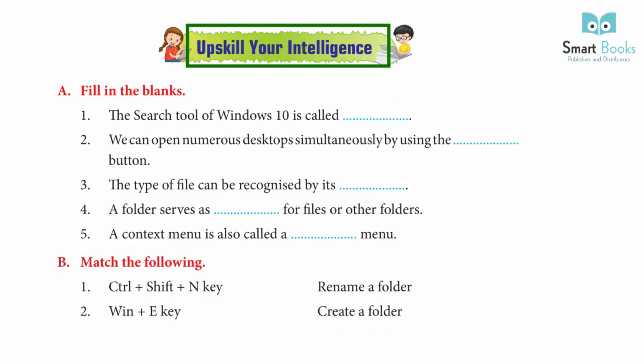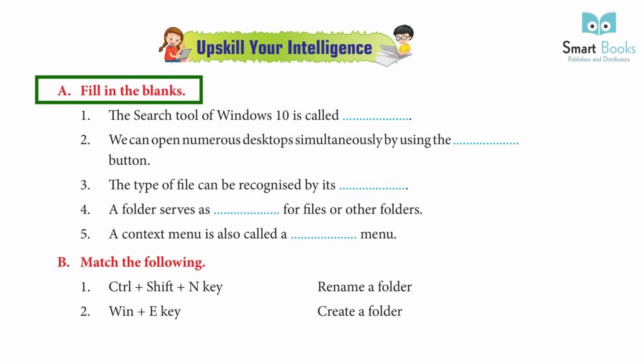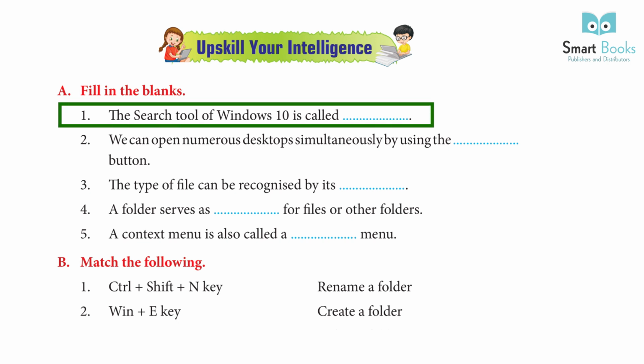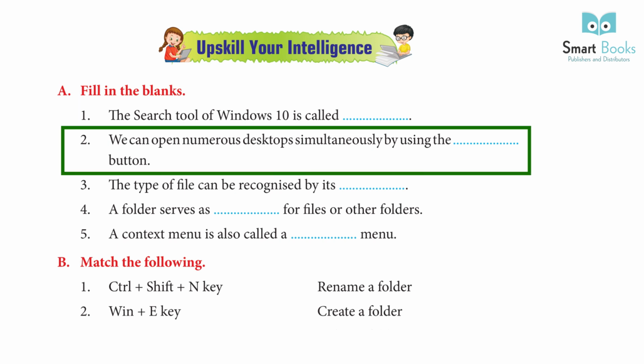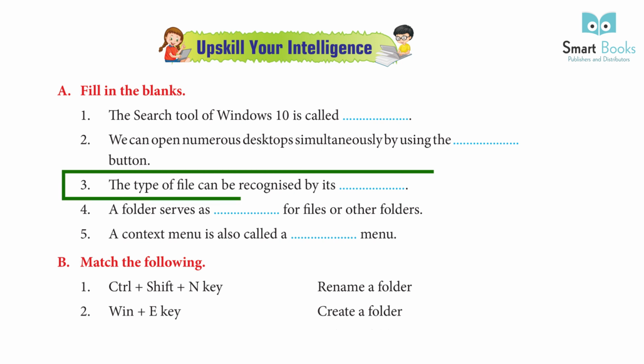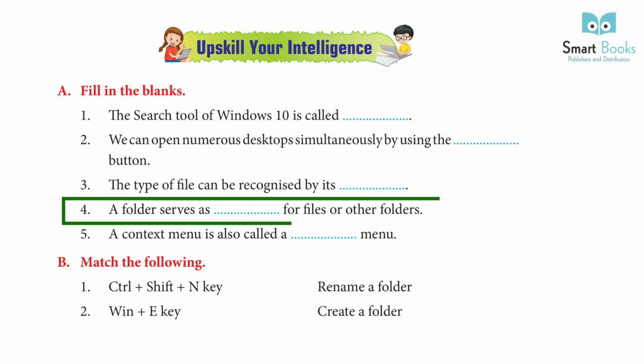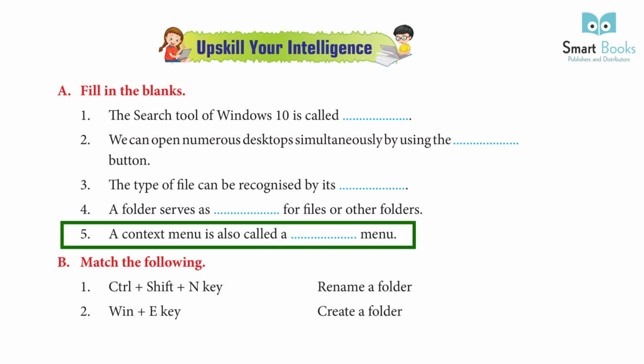Upskill your intelligence. A. Fill in the blanks. 1. The search tool of Windows 10 is called dash. Answer: Cortana. 2. We can open numerous desktops simultaneously by using dash button. Answer: Task View. 3. The type of files can be recognized by its dash. Answer: Icon. 4. A folder serves as dash for files or other folders. Answer: Storage. 5. A context menu is also called the dash menu. Answer: Pop-up.